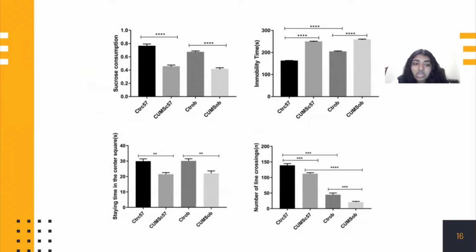Another thing to note is that in the CMS mice, they're spending less time in the center square and also crossing less, which again shows that there's less locomotor activity, significantly less exploratory behavior, and significantly higher levels of anxiety. And all of these things together show that the CUMS model, the chronic unpredictable mild stress model, is effective in inducing depression.